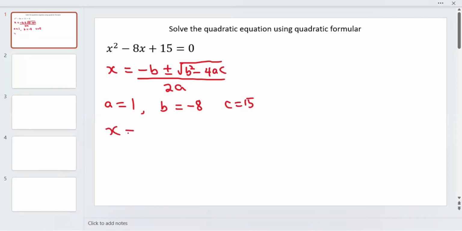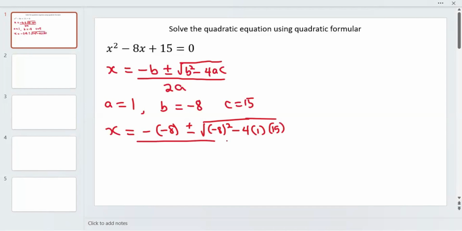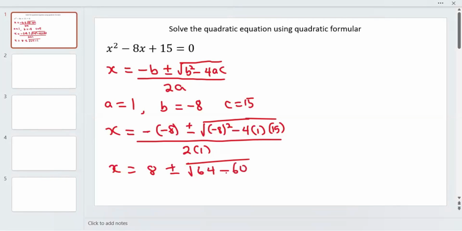So now we say x equals minus 8 plus or minus the square root of minus 8 squared minus 4 times 1 times 15, over 2 times 1. From here, x now becomes 8, because minus times minus is a plus, plus or minus the square root of minus 8 all squared, which will be minus 8 times minus 8, which is 64. Then minus 4 times 1 is 4, and 4 times 15 is 60. Over 2 times 1 is 2.